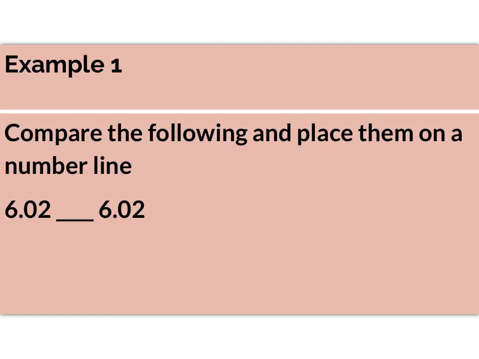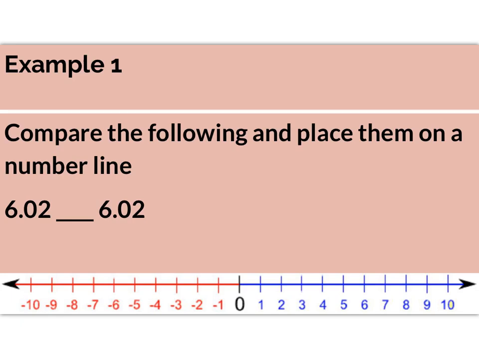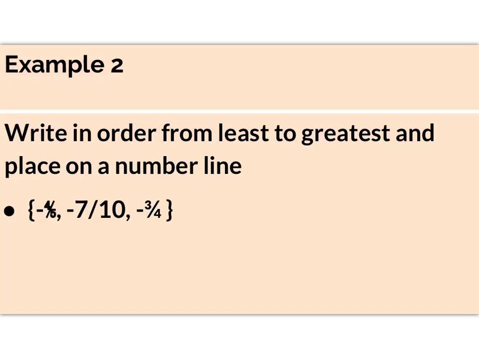All right, so example, compare the following and place them on a number line. So we're going to use greater than, less than, or equal to. Example 1 is pretty easy. 6.02 is equal to 6.02. So 6.02 is a little bit bigger than 6. So on a number line, it goes to the right. And that's all we do.